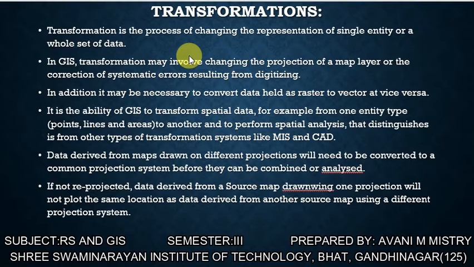Data derived from the maps drawn on different projections will need to be converted to a common projection system before they can be combined or analyzed. That means you have one map and you have 3-4 maps. Okay, so they are in different dimensions, in different scales, so you cannot combine them. So you have to convert them into one scale, the same scale. Okay, only then can you combine and analyze.